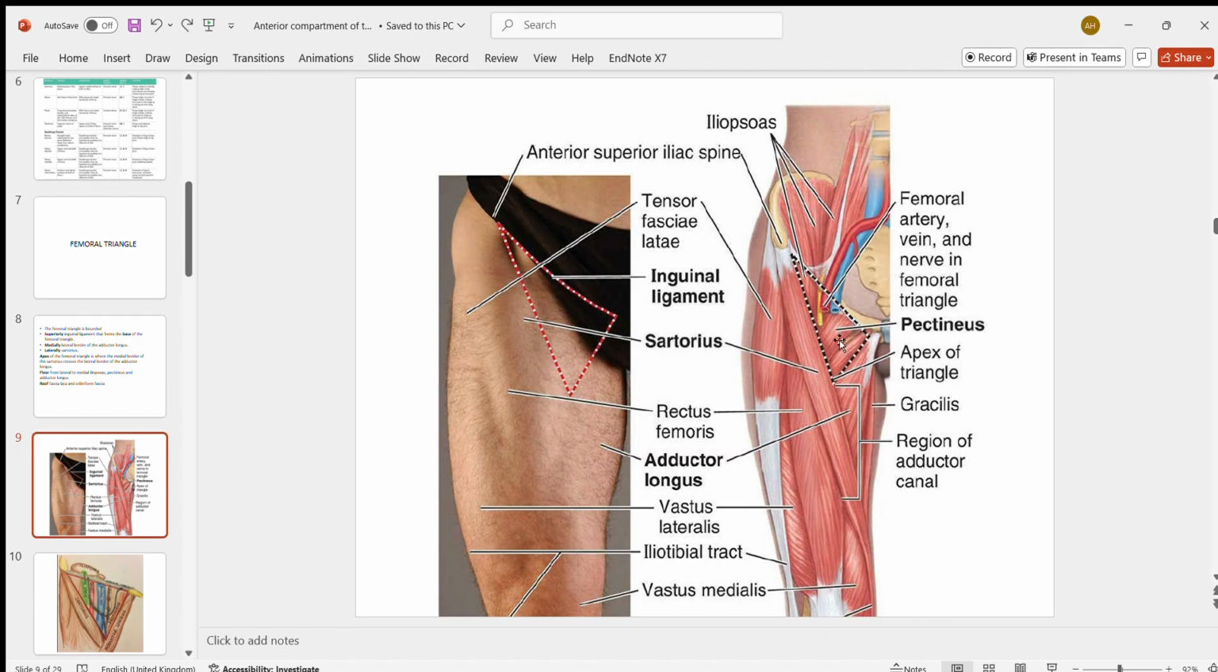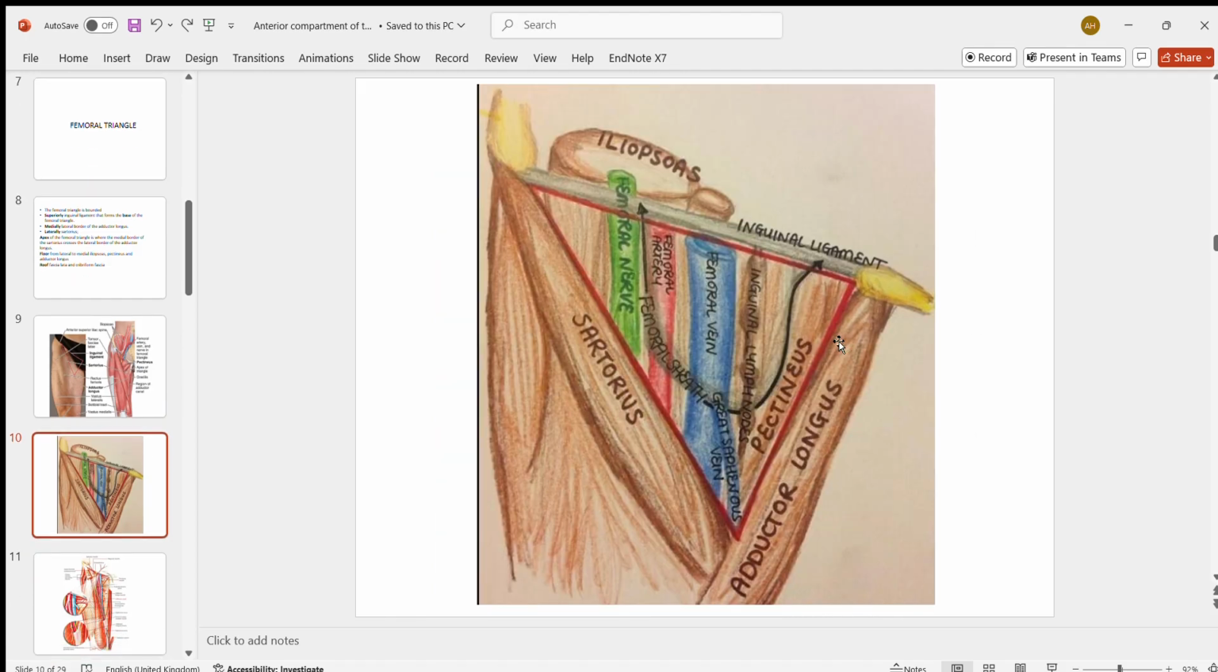The roof of this triangle is formed by superficial skin, superficial fascia, and deep fascia. And the floor is formed by various muscles. Coming from the lateral side to the medial side, we have iliopsoas, the iliacus, psoas, then the pectineus, and partly the adductor longus. So these are the various muscles forming the floor of the femoral triangle.